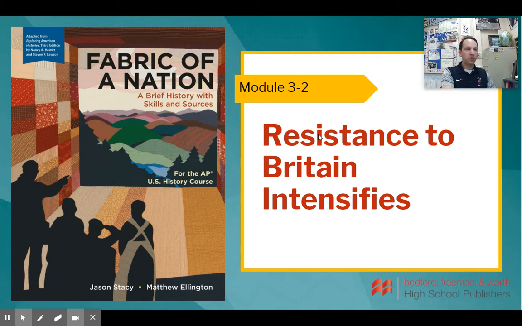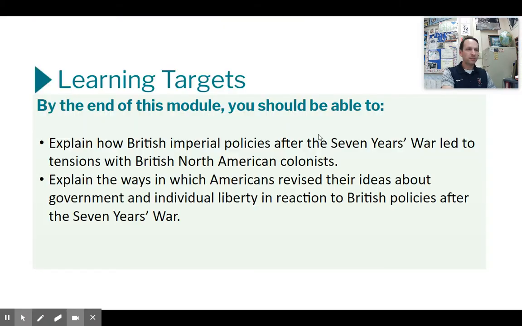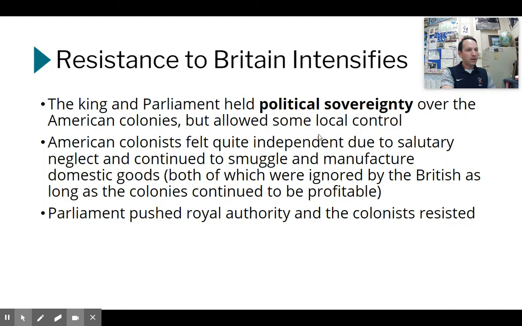Second module is resistance to Britain intensifies. We talk about sovereignty, independence. The American colonists are increasingly seeing themselves as independent of Great Britain. They don't want to break away per se, but they do want to be treated with more dignity, more respect, to be given more freedom.